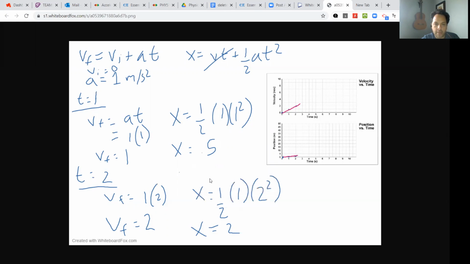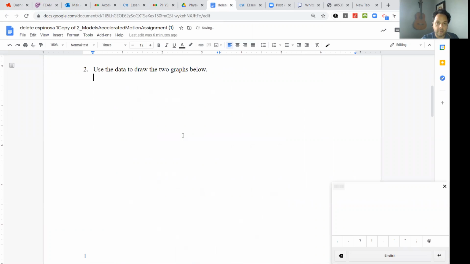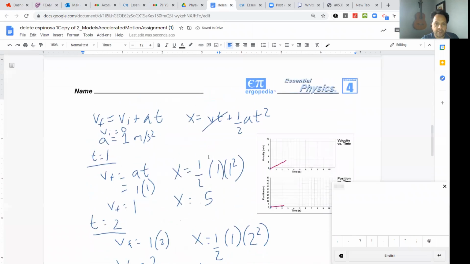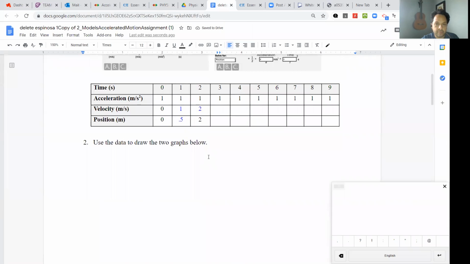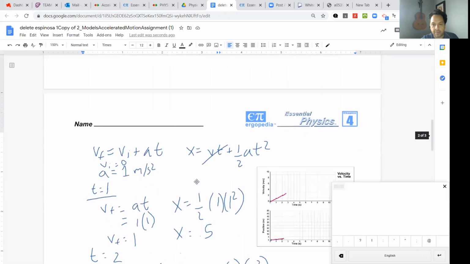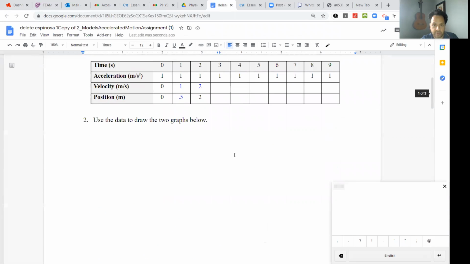So you could do this, copy image, and then just put it over here. Just delete that, and then do that, see? So you'll have your answers there. So we're using this data to make these graphs. One's for velocity versus time, and one's for position versus time.